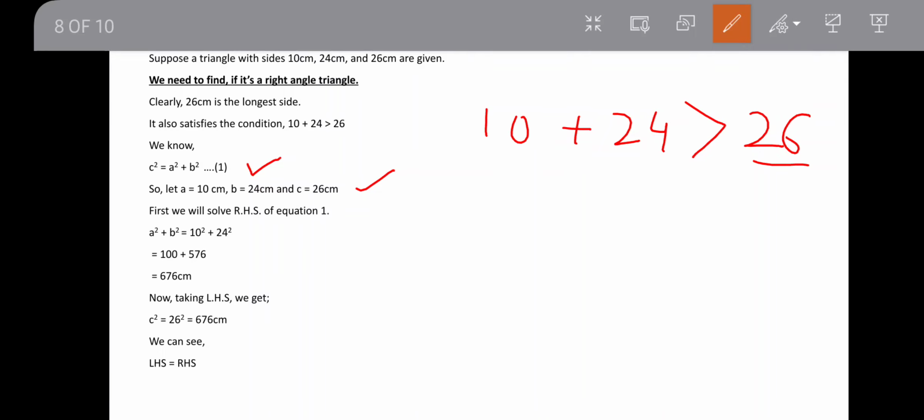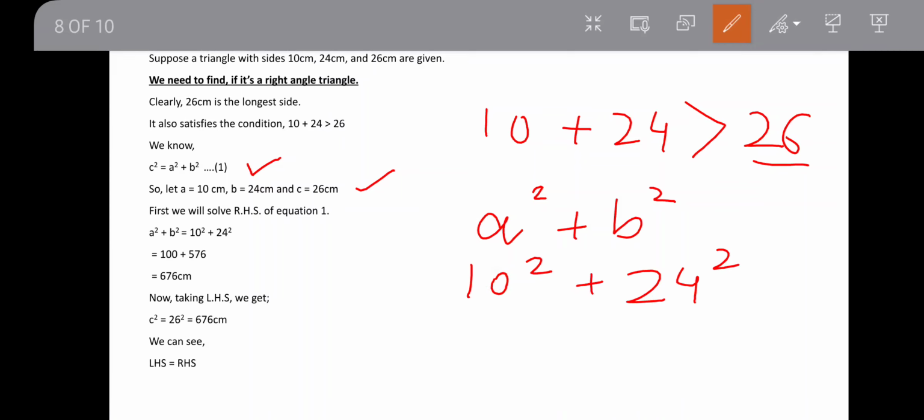Now the right hand side of the equation says a square plus b square. For that, let's replace a as 10 and b as 24, so 10 square plus 24 square. So what will we get? We will get 100 plus 576, and finally 676, and we place the unit, that is centimeters.